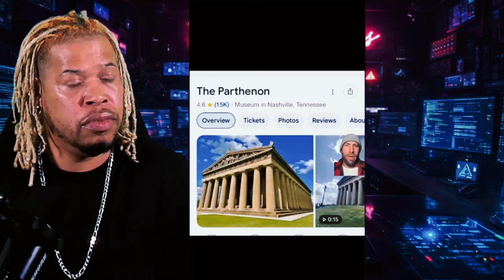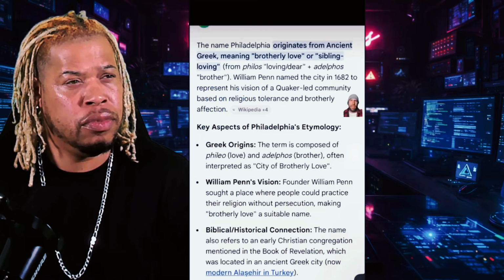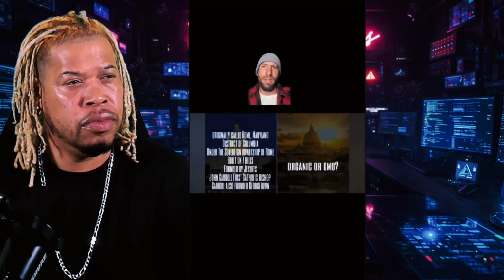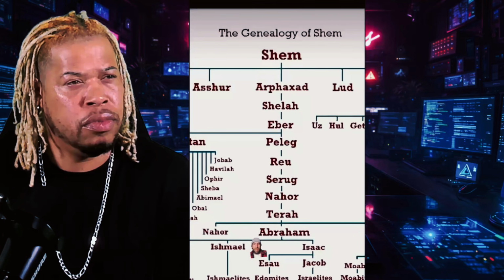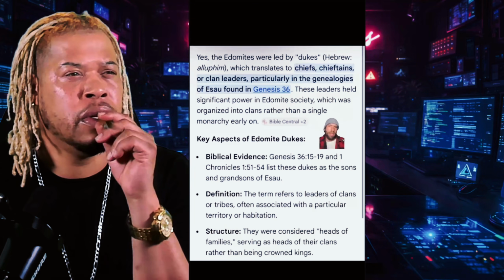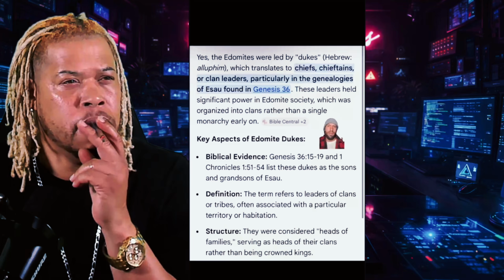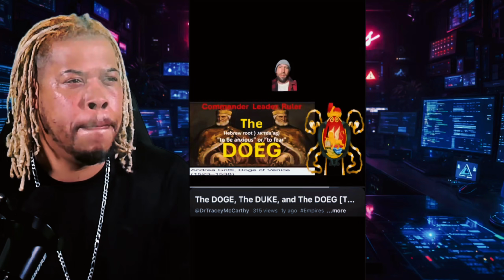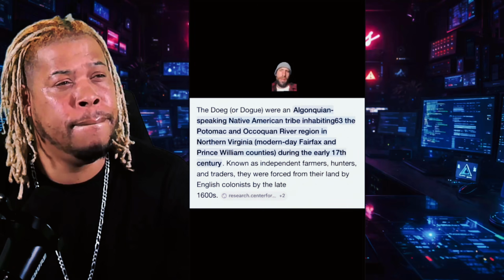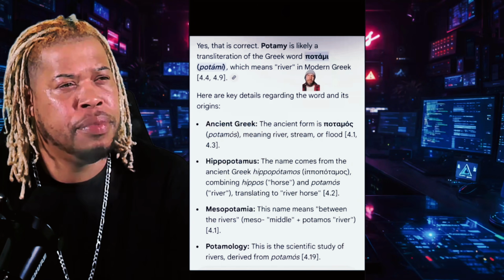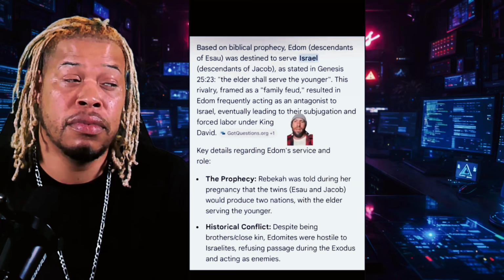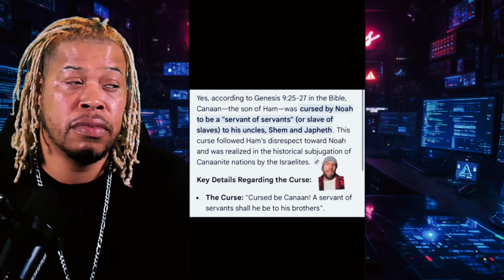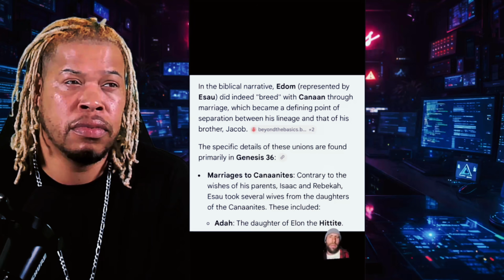This is the original Parthenon. Philadelphia is the original Philadelphia. DC is the original Rome. And Rome is Edom. Edomites are still Shemites or Semites, but Edomites weren't Israelites, so they couldn't be kings, they were dukes. Dug is another word for duke. The Doeg are Edomites. The Dug were a Potomac peoples. Potomac comes from the Greek word Potomi. Edomites were classified as servants or managers for Israel, just like Canaanites are servants, and Edomites crossbred with the Canaanites.